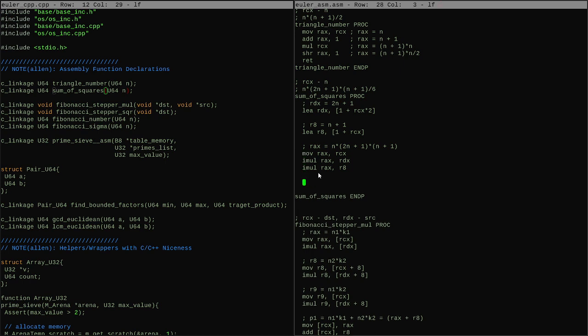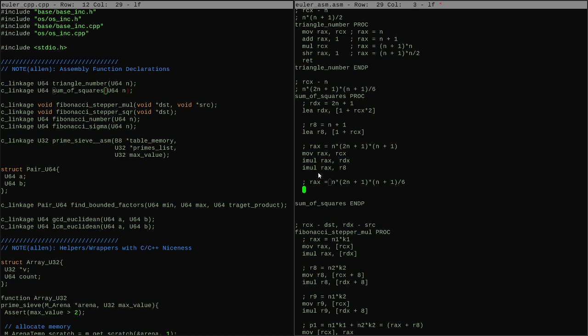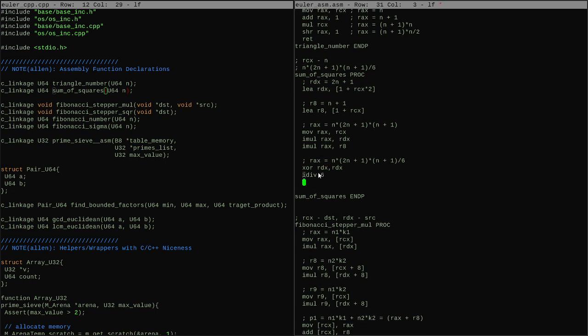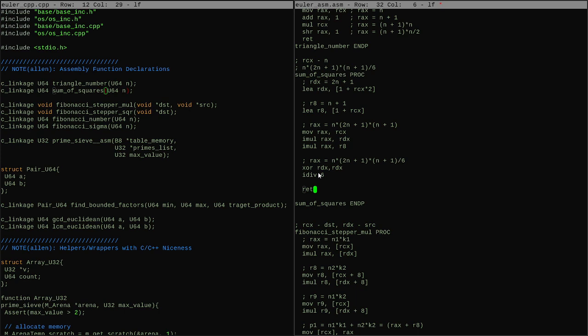And then now I have to put into RAX all of this divided by 6. There's just no easy way to do that as far as I know. You've got to use a divide instruction. Maybe there's a better way to do this for constants, but can I use a constant for the div? Hopefully. And then I should be able to return.